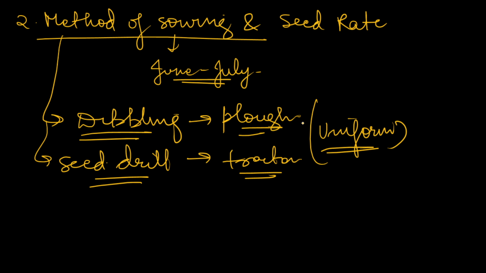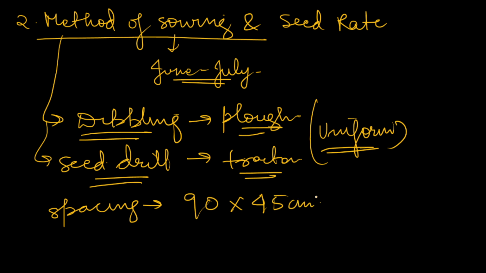So dibbling and seed drill should be kept in mind. The spacing should be around 90 by 45 centimeters, or you can say 120 by 60 centimeters, depending on varieties. So this spacing should be followed.